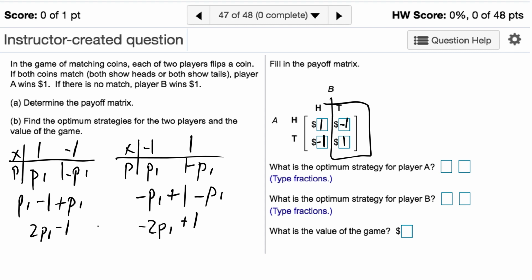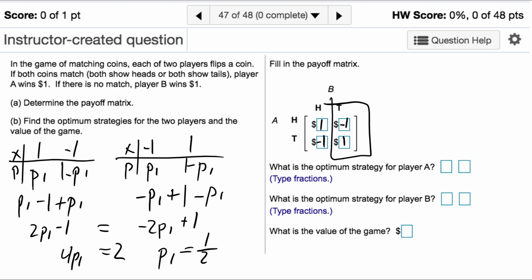All right, then we're going to set those equal, because what we want to do here is remove the other player from the game. We want the expected value if B chooses heads to be the exact same as the expected value if B chooses tails. That way we know what the expected value is no matter what the other player does. So we'll set these equal to each other, add 2P1 to both sides. That's going to give us 4P1 on the left there. Add 1 to both sides. That's going to give us 2 on the right. And then divide by 4. That's going to give us P1 equals 2/4 or 1/2.